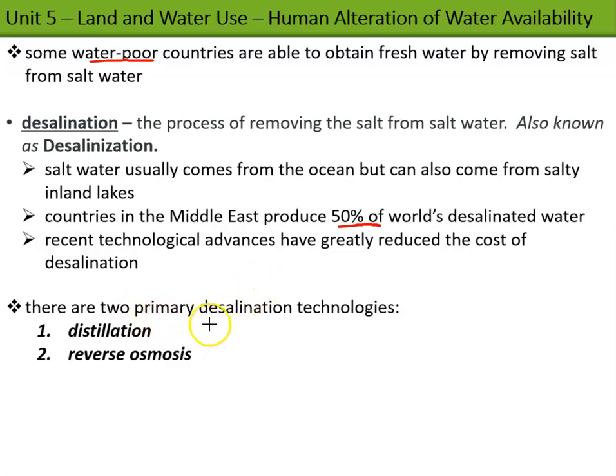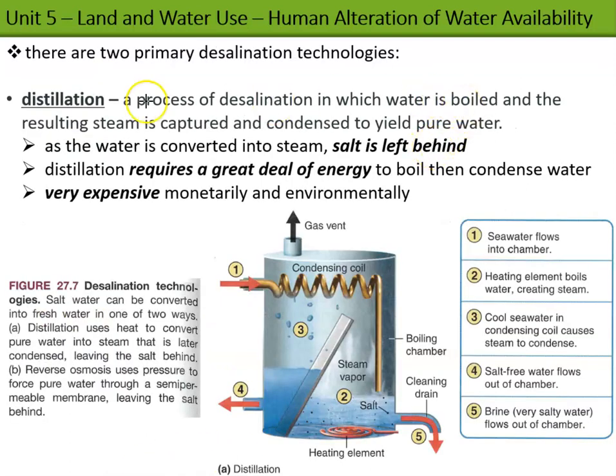So the two primary desalination technologies are distillation and reverse osmosis. The first technology is the older one, distillation. This is a process of desalination where the water is boiled, and that takes a lot of energy in and of itself, and the resulting steam is captured and condensed to yield pure water. This is the process of distillation.